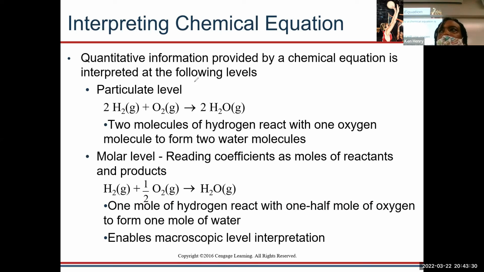So in this case, for every 2 molecules of hydrogen, we need 1 molecule of oxygen to make 2 molecules of water. Here we can get away with fractions because it's at the molar level, meaning that we have a whole bunch of them. So we could have, for 1 mole of hydrogen, half a mole of oxygen to make 1 mole of water.